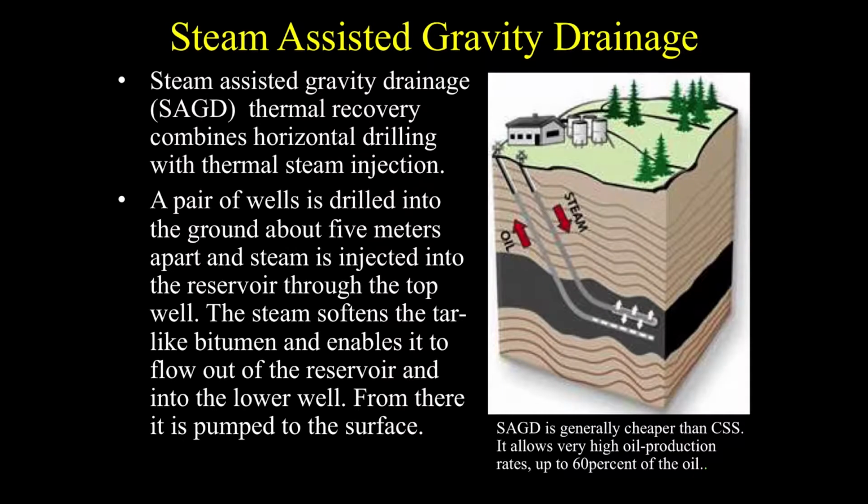Steam-assisted gravity drainage thermal recovery combines horizontal drilling with thermal steam injection. A pair of wells is drilled into the ground about 5 meters apart, and steam is injected into the reservoir through the top well. The steam softens the tar-like bitumen and enables it to flow out of the reservoir and into the lower well. From there, it is pumped to the surface.